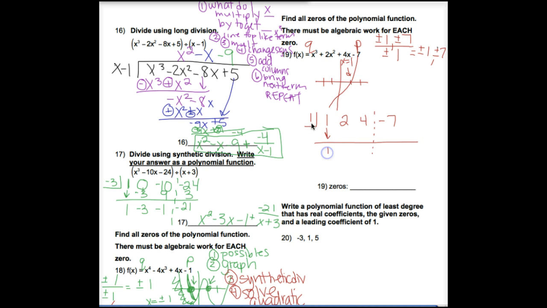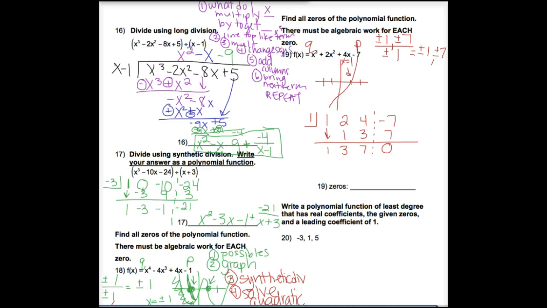Bring down the 1. 1 times 1 is 1. 2 plus 1 is 3. 1 times 3 is 3. 4 plus 3 is 7. 1 times 7 is 7. And I do get 0, which is good, because that means that is indeed a 0.